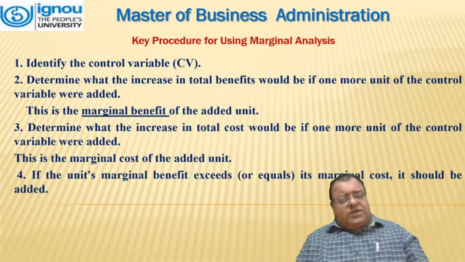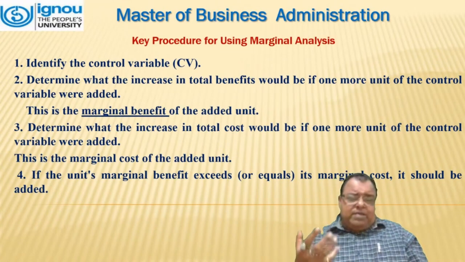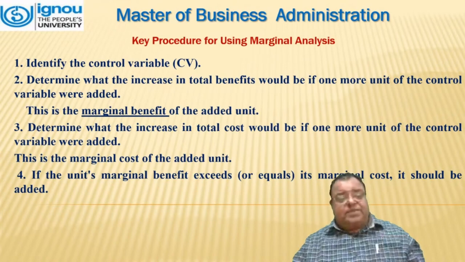What are the key procedures for using marginal analysis? First of all, we have to identify the control variable, that is CV. Then we have to determine what the increase in total benefit would be if 1 more unit of the control variable were added. This is the marginal benefit of the added unit.